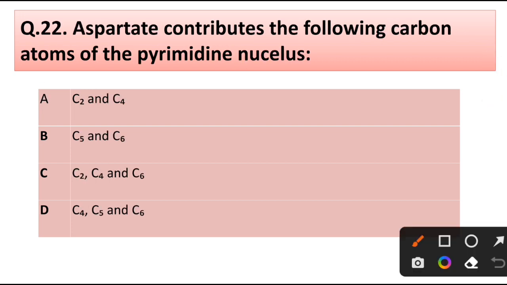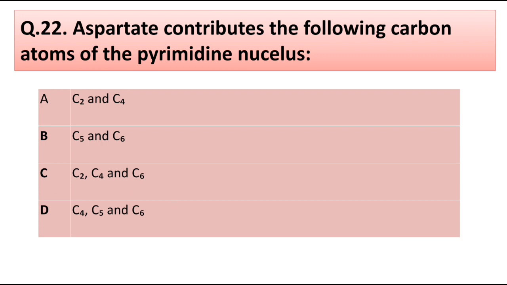Question number 22. Aspartate contributes the following carbon atoms of the pyrimidine nucleus: C2 and C4, carbon 5 and carbon 6, carbon 2, carbon 4, carbon 6, or carbon 4, carbon 5 and carbon 6. Correct answer is option D, carbon 4, carbon 5 and carbon 6.